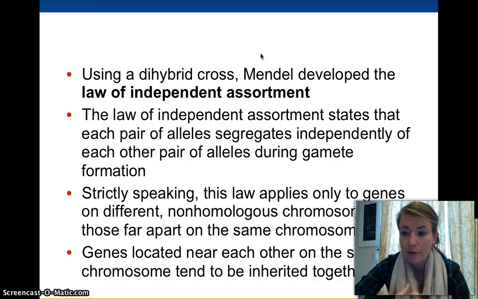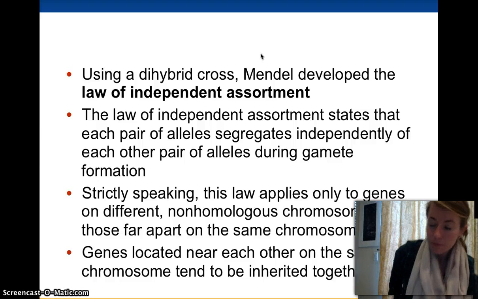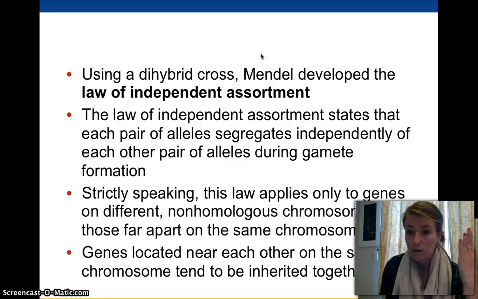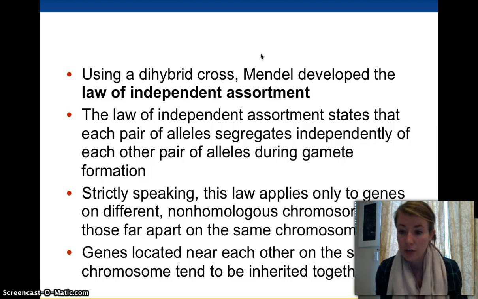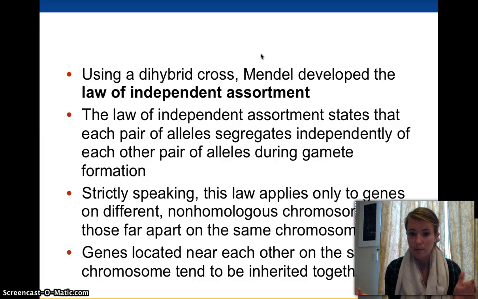Looking at a dihybrid cross, Mendel was able to determine the law of independent assortment. This is really important. The law of independent assortment says that the alleles segregate independently of each other. Just because you are yellow and round does not mean that all of your gametes are going to be yellow and round. Your yellowness and your roundness segregate independently of each other. This is where we get genetic variation from, like we talked about with meiosis.